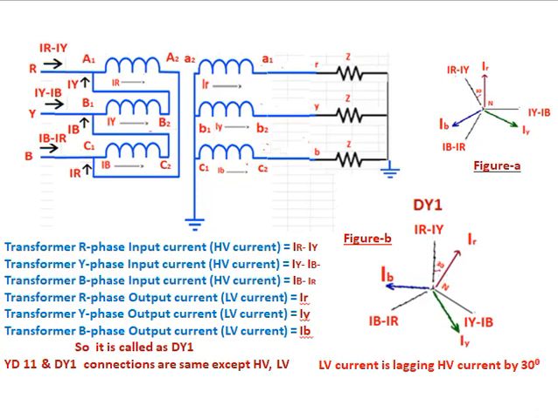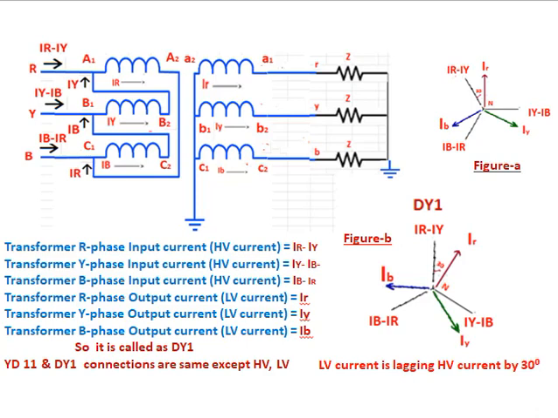See in the figure A, small ir, iy, ib are the LV current. Capital IR minus IY is the R phase HV current, capital IY minus IB is the Y phase current, capital IB minus IR is the blue phase current. This HV current is leading the LV current by 30 degrees, if we consider the LV current as reference.